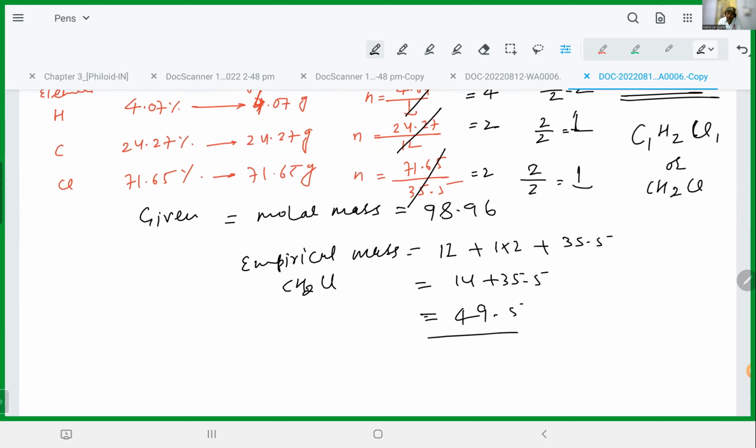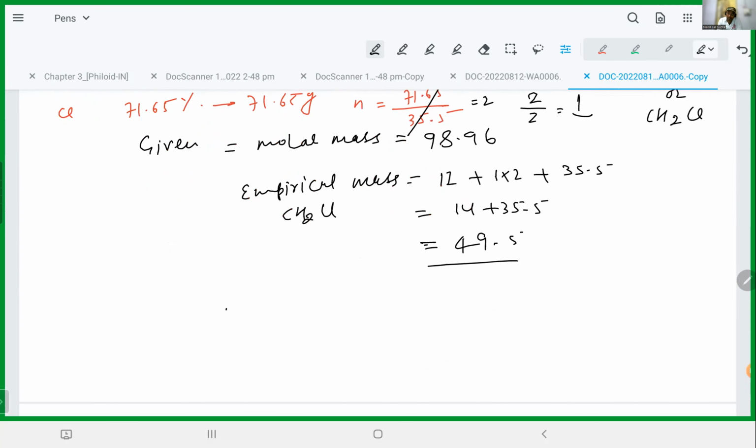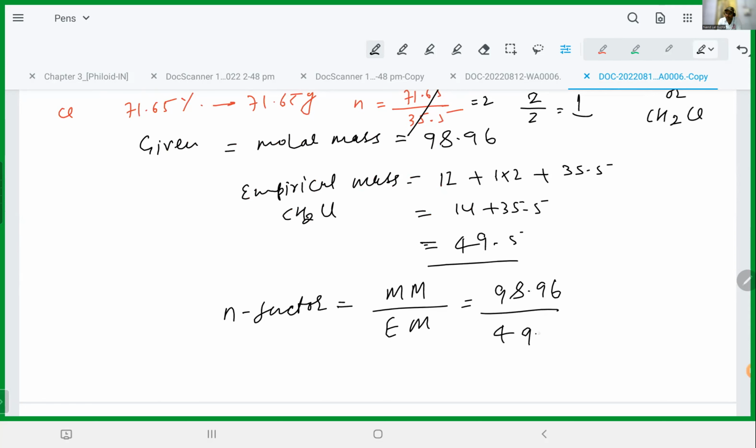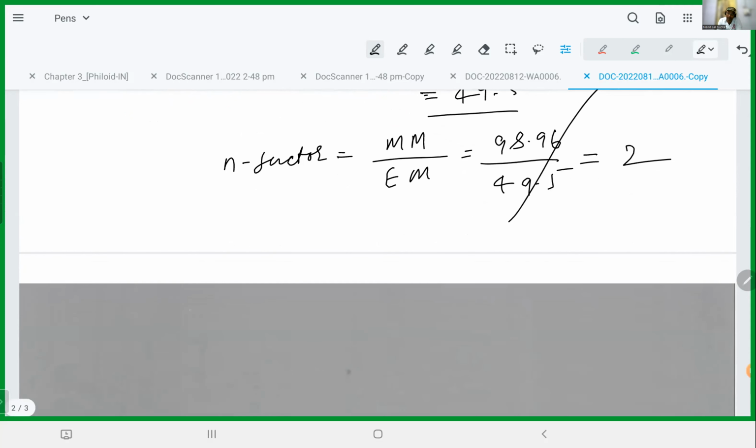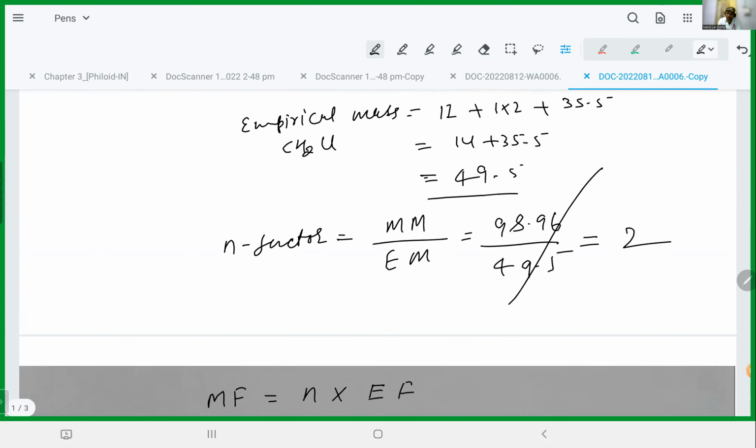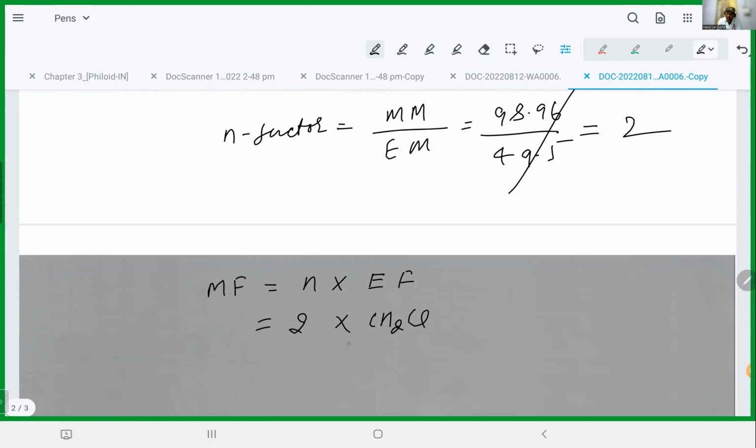Is it okay? The n factor is equal to molecular mass upon empirical mass. Molecular mass is 98.96 and empirical mass is 49.5, right? If you divide, it is going to be 2. So molecular formula is equal to n into empirical formula. n is 2, and the empirical formula is CH2Cl. So what will be there?